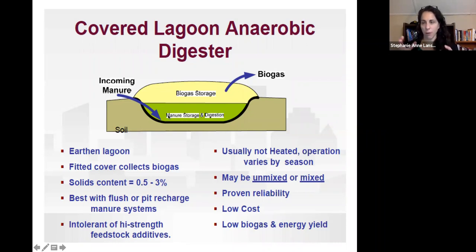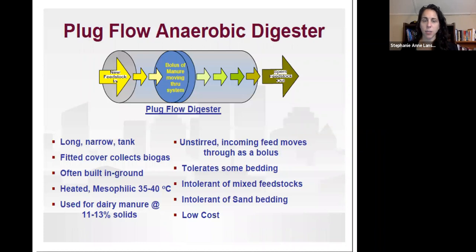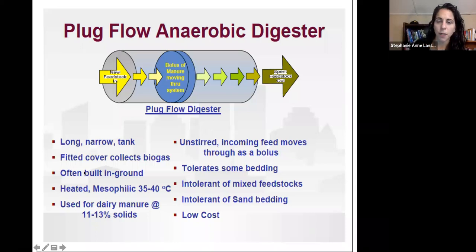So that might be better for just manure. Rather, if you have food waste put in there, they may not get the mixing, and you might have some settling that occurs. A plug flow digester, you can think of as being a long digester. This is day one, it kind of moves through, and then each time the plug comes out the end. So let's say it's a 20-day retention time, then you're gonna have 1/20th of a plug in, and that's gonna move through, and then the feedstock comes out.